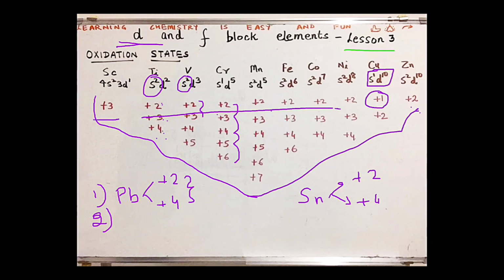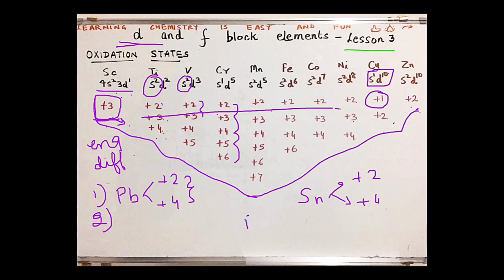Coming to +3. Now, if you notice, scandium shows only one oxidation state, and that is +3. How do we account for this? 4s2 3d1. The energy difference between the S and the D orbitals in the case of scandium is so low that it tends to lose all 3 electrons in one go, giving it an oxidation state of +3. All the other elements are showing +3. Copper shows +2, doesn't show +3.